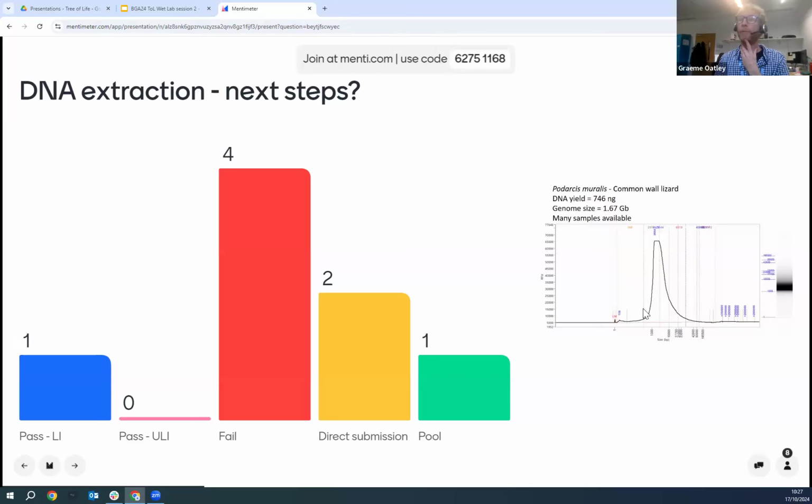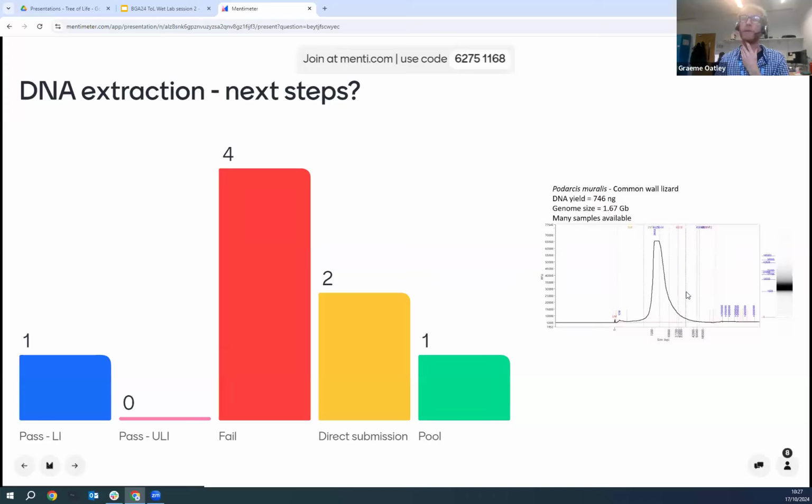And then pooling the DNA, that's a potential, although with many samples remaining, that's something we definitely wouldn't rule out, because we have some high molecular weight DNA sitting to the right of this main hump.